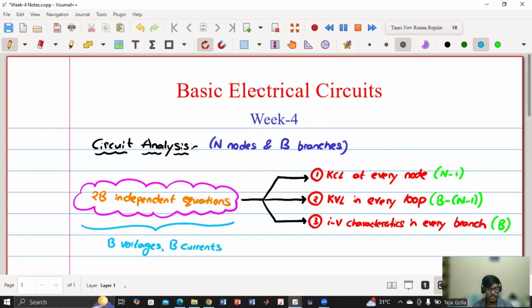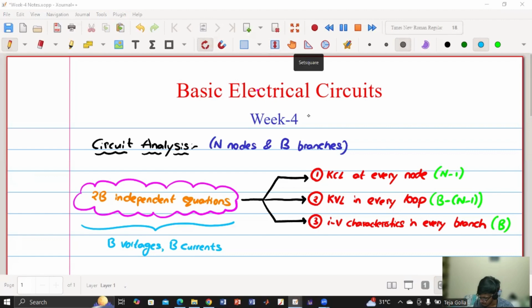So we need to get overall 2b independent equations, and how will we get them? We'll apply KCL at every node, KVL in every loop, and IV characteristics in every branch. So we'll get n minus 1 KCL equations, because if there are n nodes, we'll get n minus 1. And we have also discussed how we'll get KVL equations, b minus n plus 1, and IV characteristics as b. So that we have discussed in the last week.